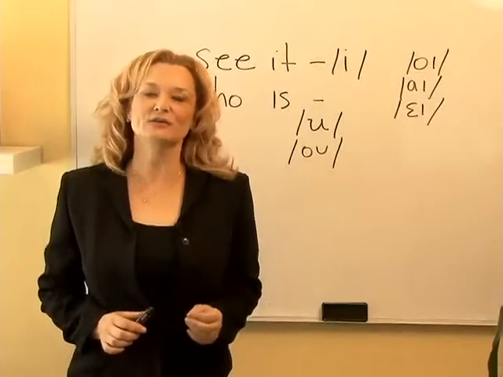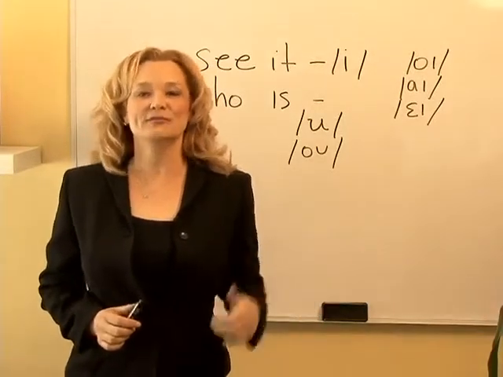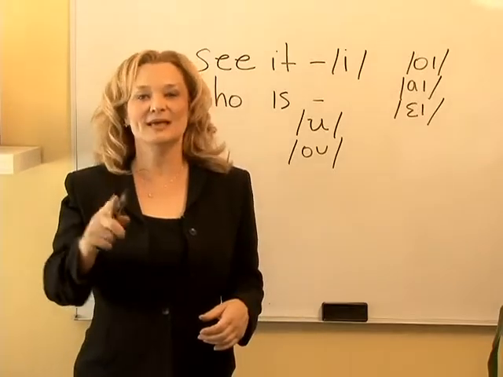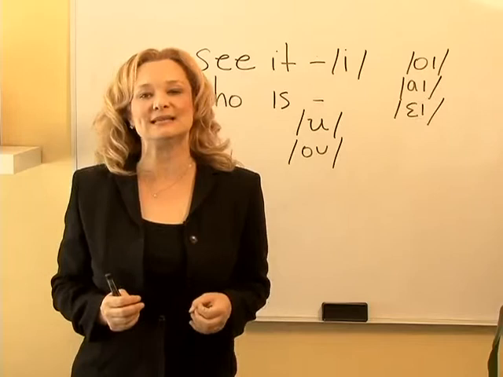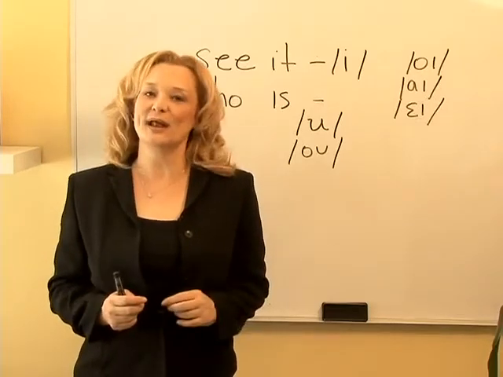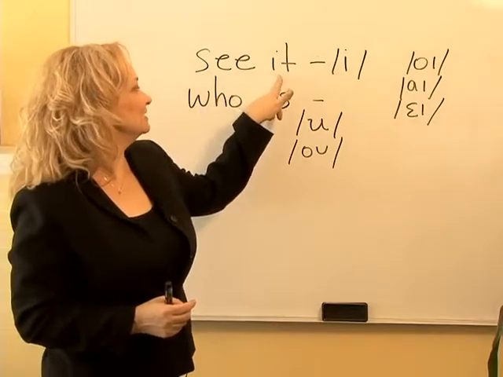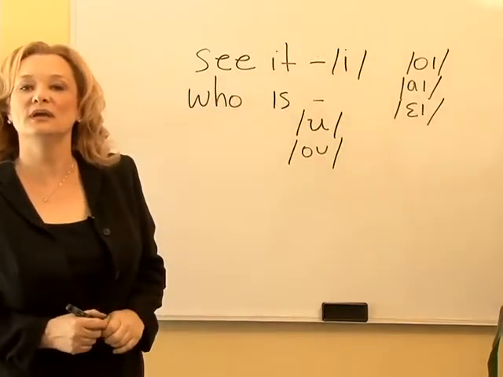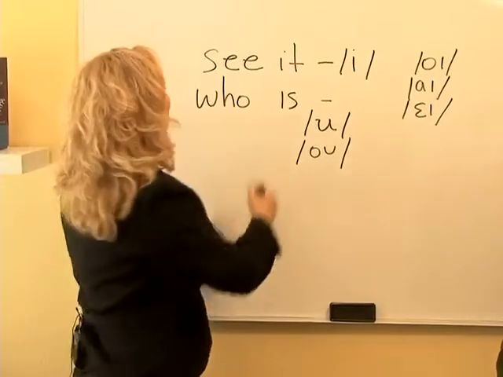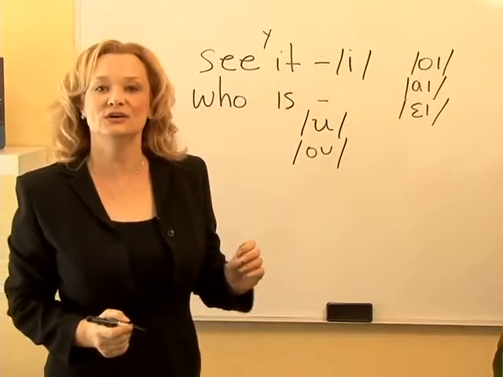Let's learn the final rule about linking, linking vowel to vowel. If one word ends in a vowel and the following word begins in a vowel, there is also linking that has to happen. Let me show you what happens in that case. Look at this, "see it." Here's a vowel, E, and here's another vowel, "it." In this case, we put a little Y sound.